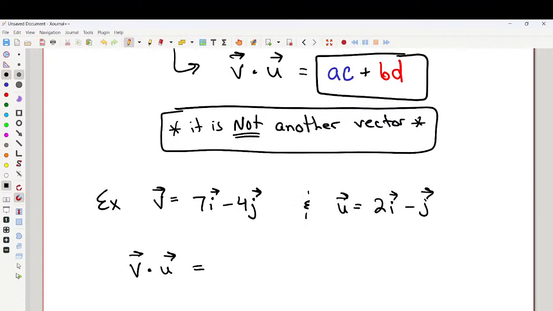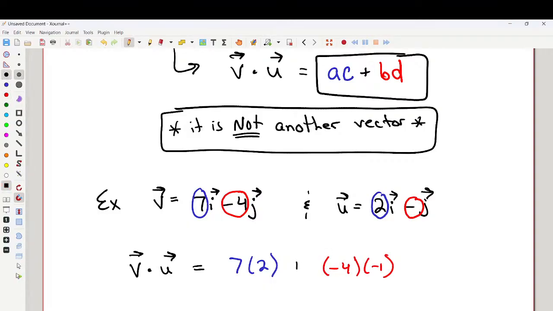Find the dot product of V times U. Just make sure we can apply it. Take our two horizontal components, multiply them. Take our two vertical components, multiply them, and add. 14 plus 4 is 18. Simple, but I don't have an interpretation for it yet. Definitely not with earthquakes. Dot product.